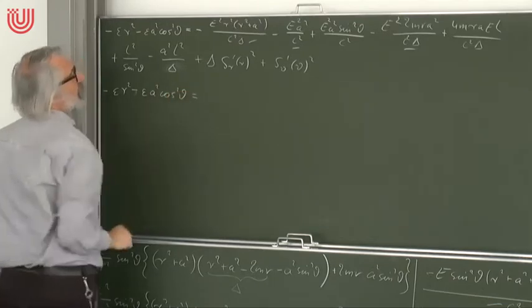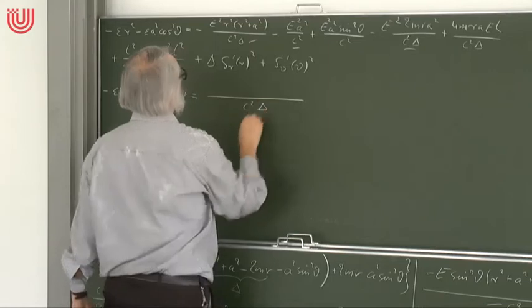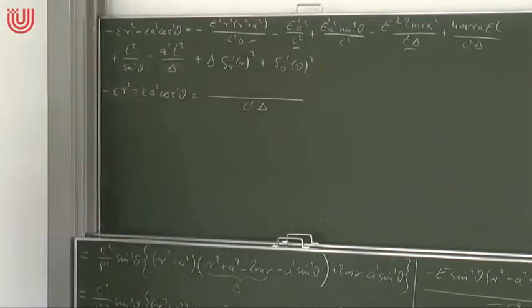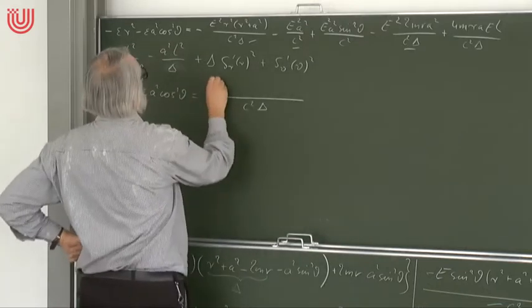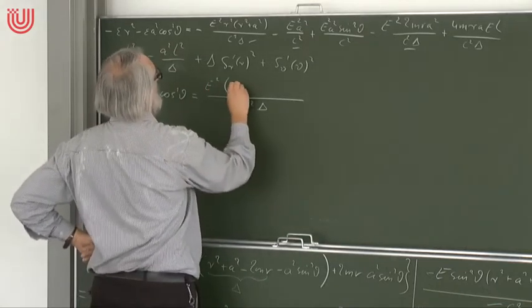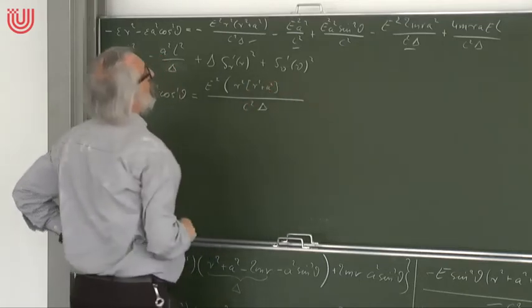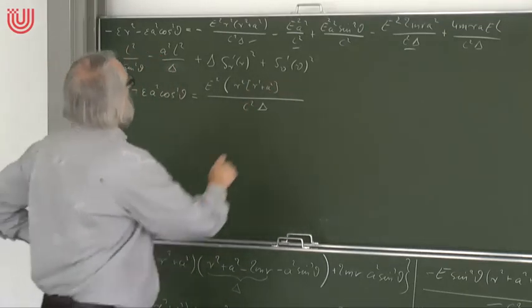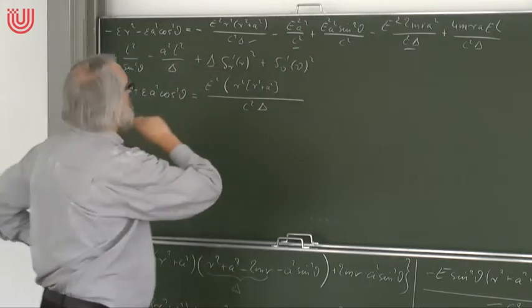Left-hand side as what it was. So I write everything above c squared delta. And then I have e squared r squared plus a squared. Here I have multiplied numerator and denominator with delta.